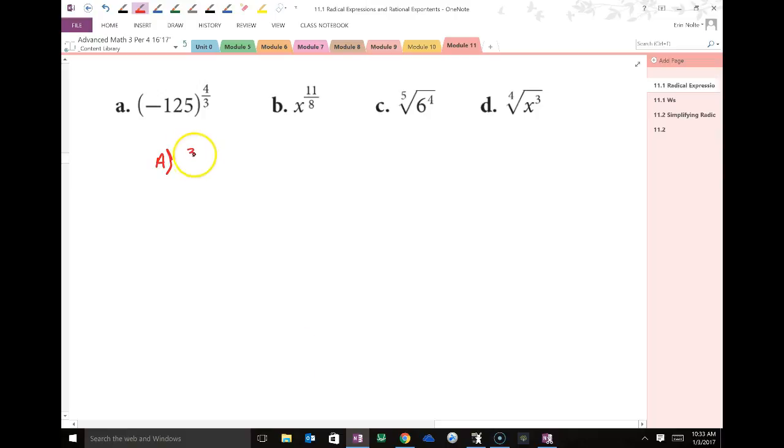The cube root of negative 125 to the fourth. And notice that I left the negative 125 in parentheses. That is not completely necessary. No, I lied. That's totally necessary. It would be the opposite. It would be negative. So I need the parentheses for sure. Now that we know that, how do I break this down?